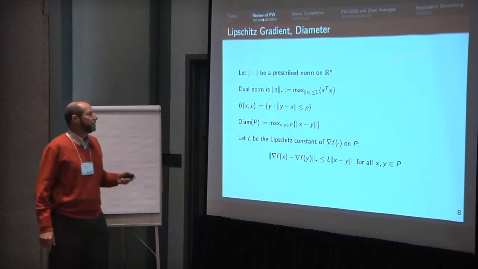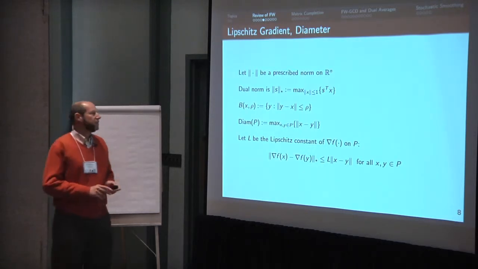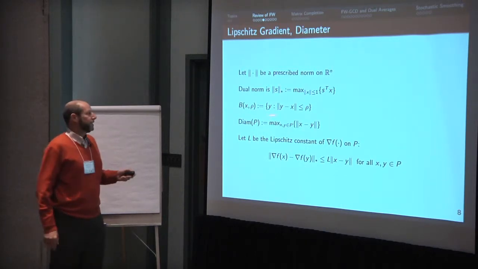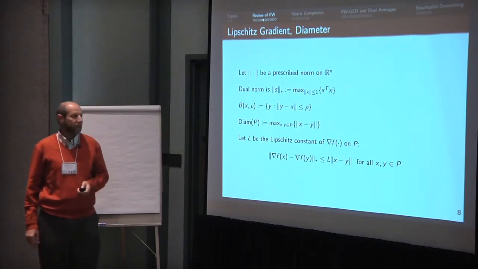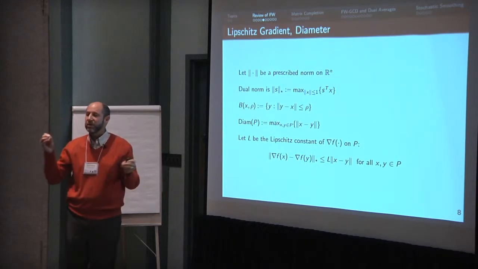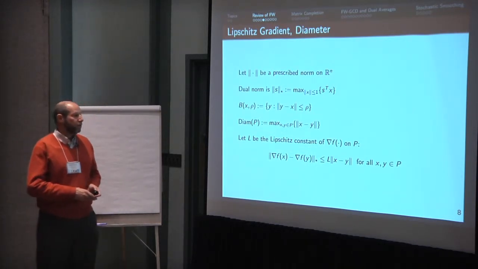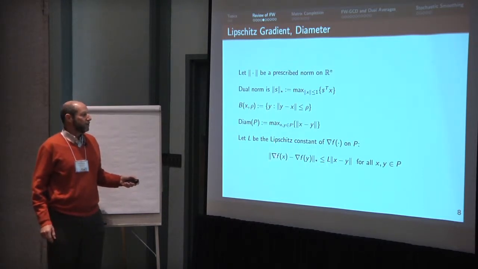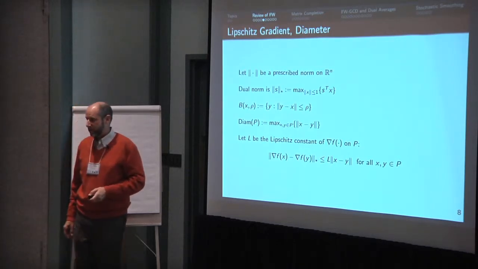What is the diameter? So let us have a prescribed norm on the space. The dual norm is just the dual norm. Let B(x, rho) be the ball centered at x with radius rho. Then the diameter is the maximum distance between 2 points in the set. Okay? And L is the Lipschitz constant for the gradient on P. So there's some constant L for which differences in the gradient are at most L times differences in the points.